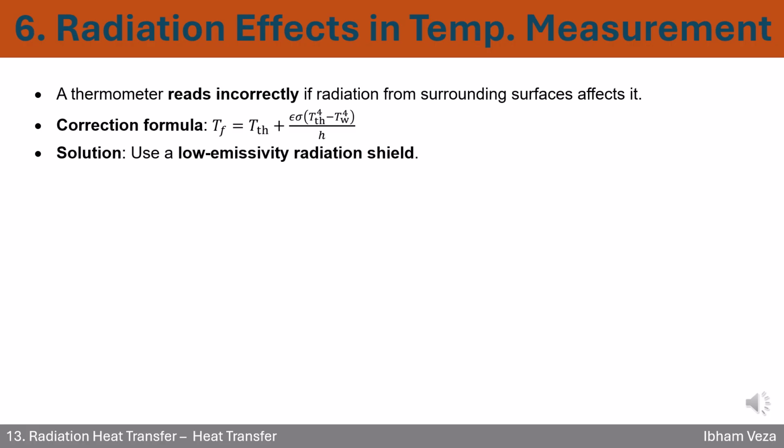To fix this, we use a correction formula. It adjusts the measured temperature by accounting for the radiation effect, especially when the surrounding wall temperature differs significantly from the object you're measuring. The practical solution is simple. Use a low emissivity radiation shield. This shield minimizes radiation interference, allowing the thermometer to focus on the real temperature of the fluid or surface, not the heat coming from the surroundings. It's a small adjustment that makes your readings much more reliable.